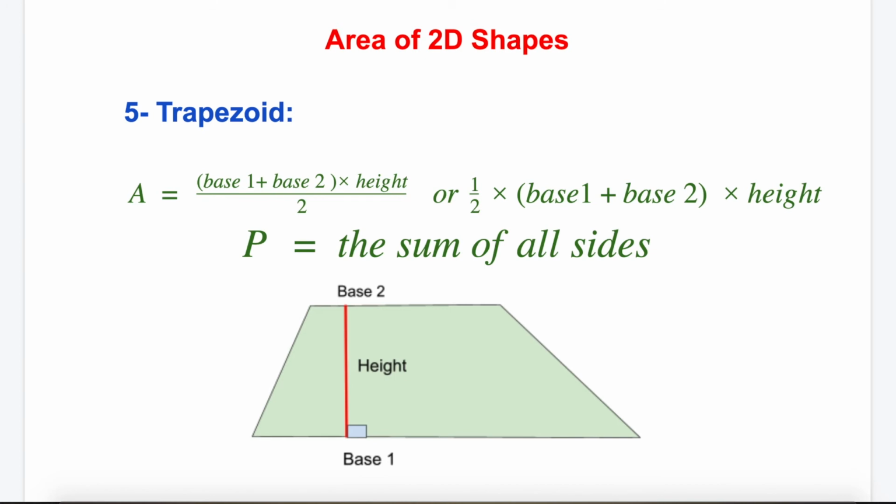So the area is, between parentheses, base 1 plus base 2, you have to add them, then times the height, multiply by the height, then divide by 2. Or you say half times the sum of the bases times height. It looks like the area of a triangle, but in the area of the triangle we have half times base times height. Here, since you have 2 bases, please add them and put the answer inside a parenthesis. So it will be half times base 1 plus base 2, close the parenthesis, then times height. Regarding perimeter, just add all of the sides around.